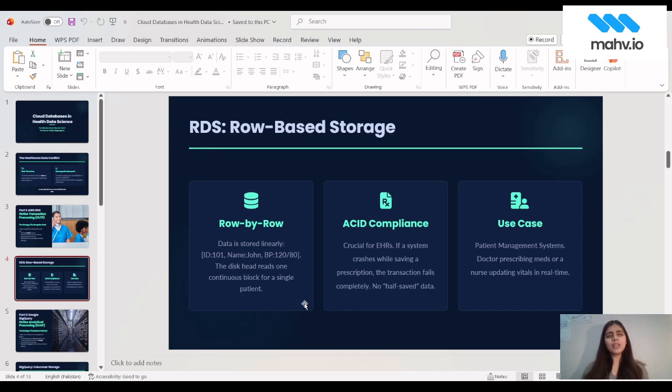And why is this good? Because it is fast access to the individual's data, and it is perfect for a hospital system. If you want John's data, you're just going to get a row, and that row will have all the data about John.